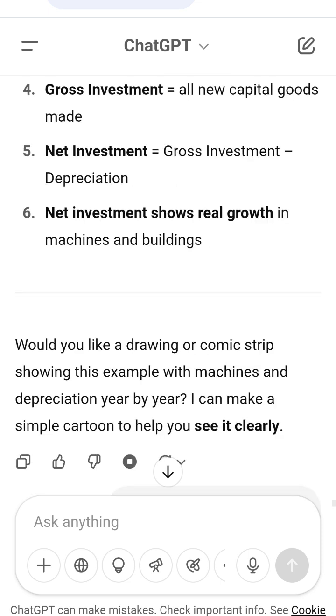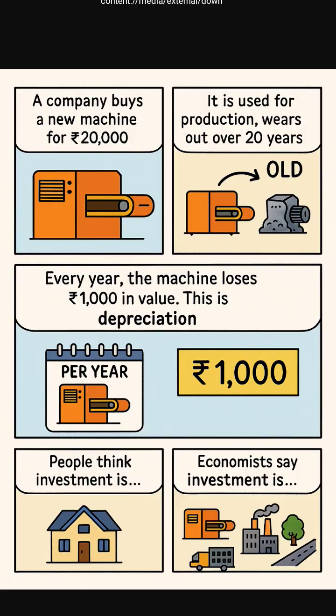Would you like a drawing or a comic strip showing this example with machines and depreciation year by year? I can make a simple cartoon to help you see it clearly.